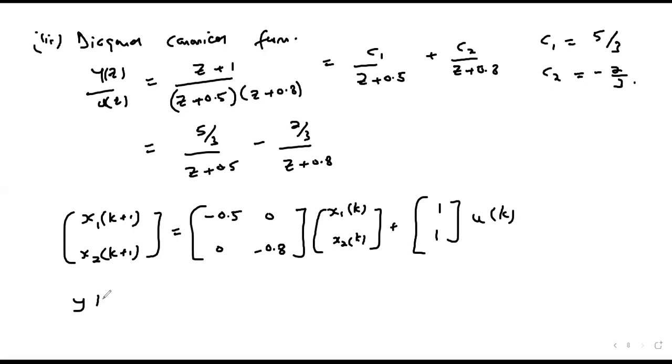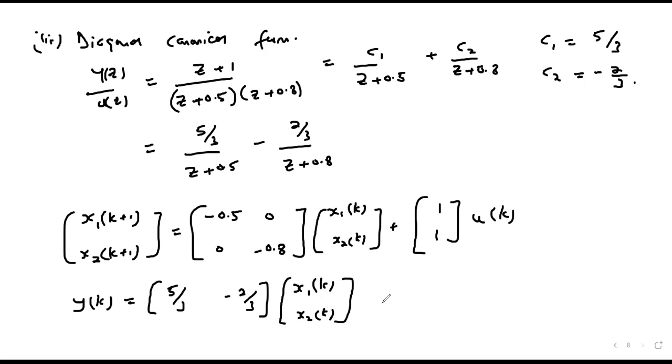Our output y of k will be obtained as, so we use the terms for the matrix C as the residuals of the poles, C1 and C2, obtained as 5 over 3 and negative 2 over 3 into x1 of k, x2 of k. Of course, our B0 is 0, and this becomes the state space representation of the system in diagonal canonical form.